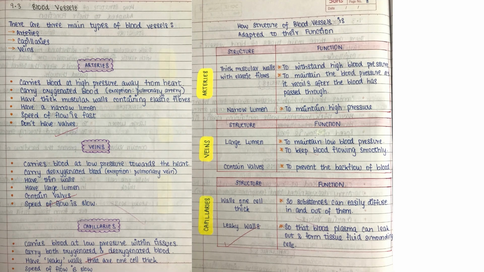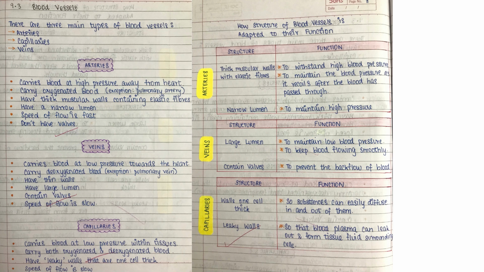So we have three main types of blood vessels: the arteries, the capillaries, and the veins. So arteries carry blood at high pressure away from the heart. They carry oxygenated blood with the exception of the pulmonary artery. They have thick muscular walls which contain elastic fibers. They have a narrow lumen. The speed of flow is fast and they do not have valves.